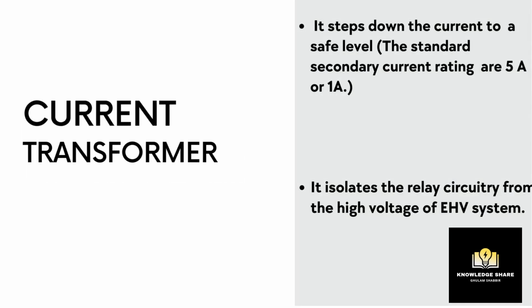The current transformer has two jobs to do. Number one, it steps down the current to such a level that it can be handled by the relay current coil. Number two, it isolates the relay circuitry from the high voltage of extra high voltage lines. The standard secondary current ratings used in practice are 5 ampere or 1 ampere.